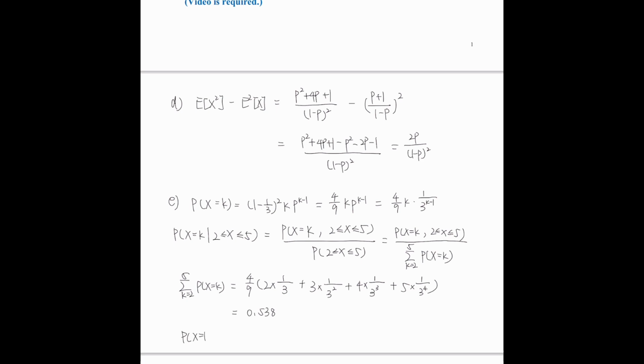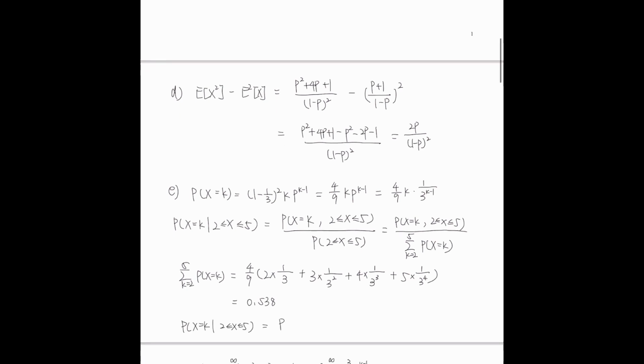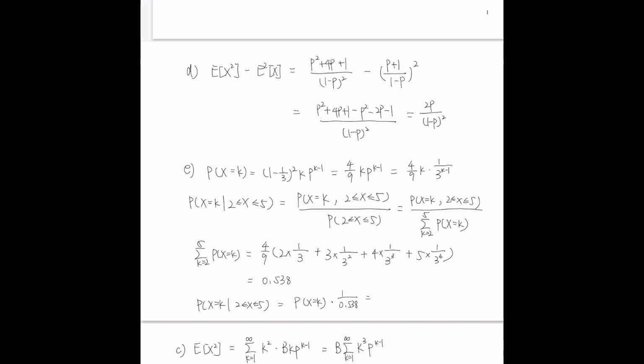So this equals the probability of X equals k times 1 over 0.538, which equals 1 over 0.538 times 4 over 9 times k times 1 over 3 to the k minus 1, for k greater than or equal to 2 and less than or equal to 5.